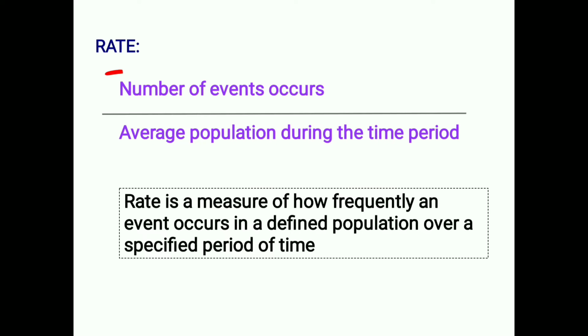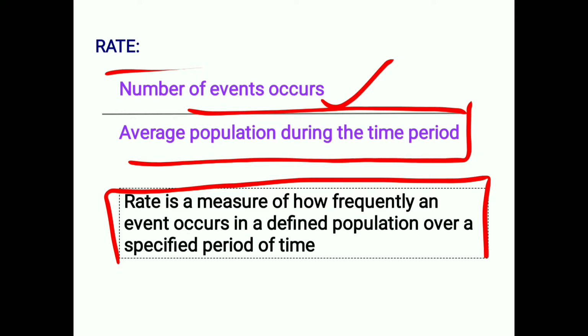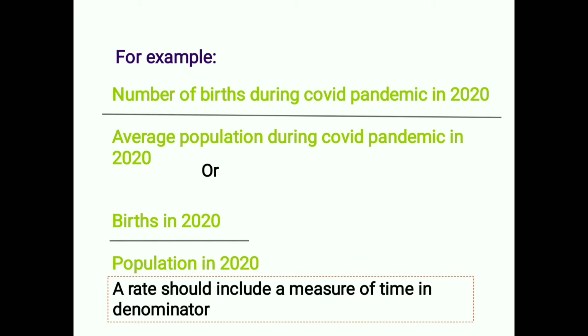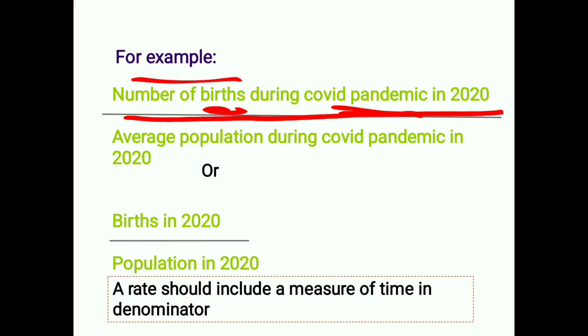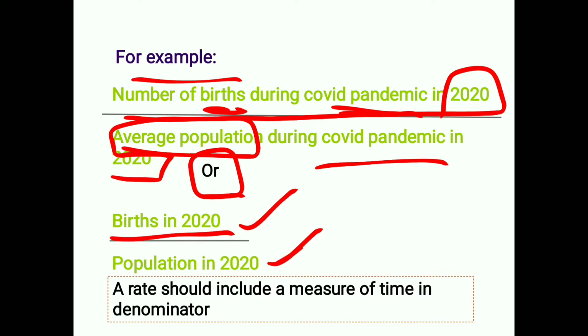Rate. Rate is a measure of the number of events that occur divided by the average population during the time period. Rate is a measure of how frequently an event occurs in a defined population over a specified period of time. If you are asked to find the number of childbirths during the COVID pandemic in 2020, the formula is the number of births during the COVID pandemic in 2020 divided by the average population during the COVID pandemic in 2020. Or simply, we can say births in 2020 divided by population in 2020.